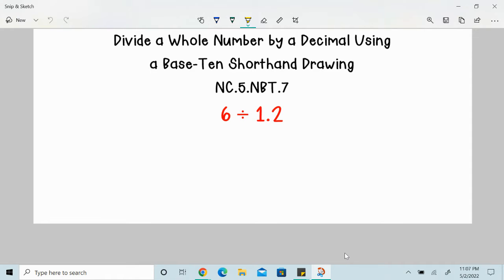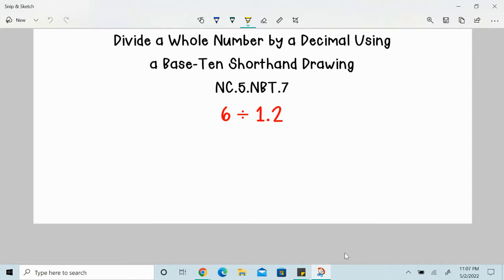The work that you see here, though, should come after students have worked with more concrete models to divide a whole number by a decimal, such as using and manipulating the base 10 pieces to solve. So let's take a look at dividing 6 by 1 and 2/10.